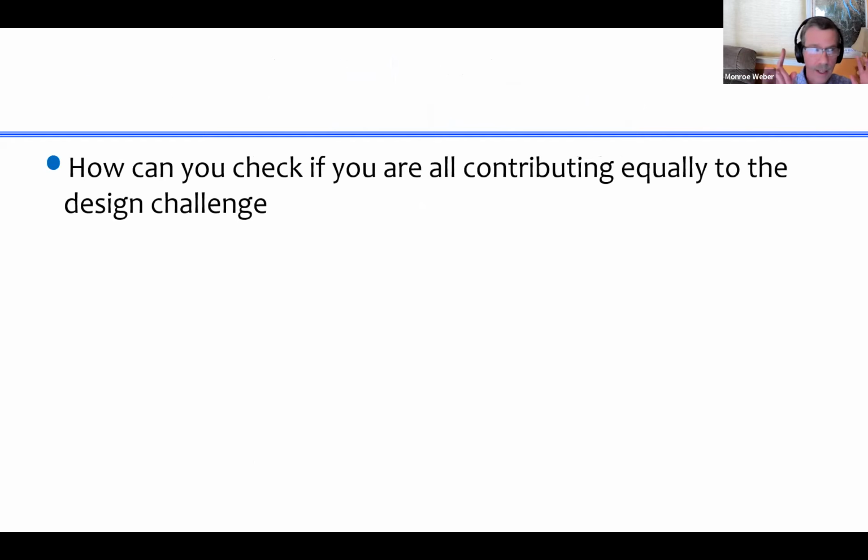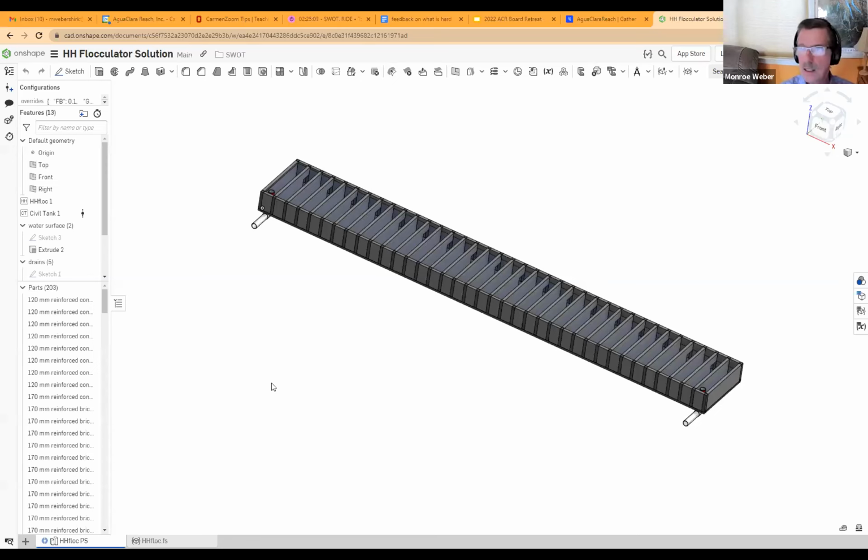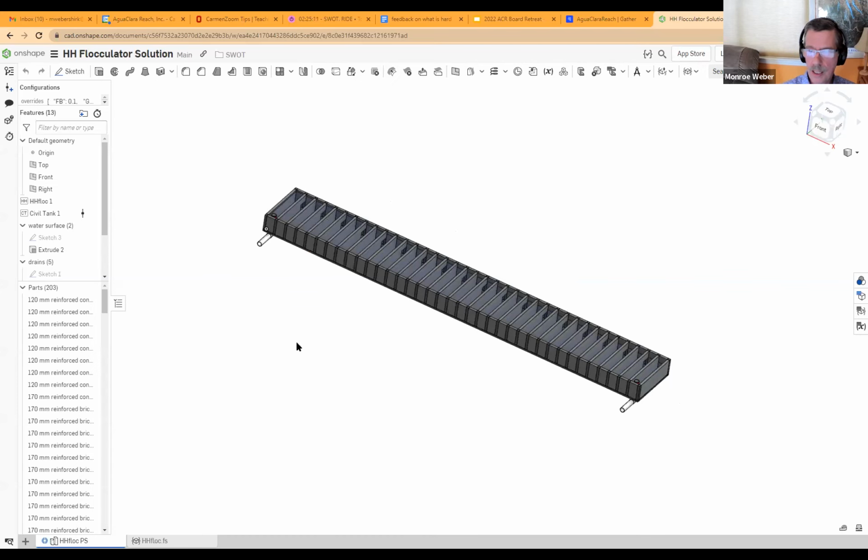Okay, and I want to give this idea. How can you check if you are all contributing equally to a design challenge? Let me stop this again. Now I want to go to FeatureScript. I want to show you the solution. Good, it's still there. So I'm going to share another screen. Okay, so now we're in my solution for this flocculator.